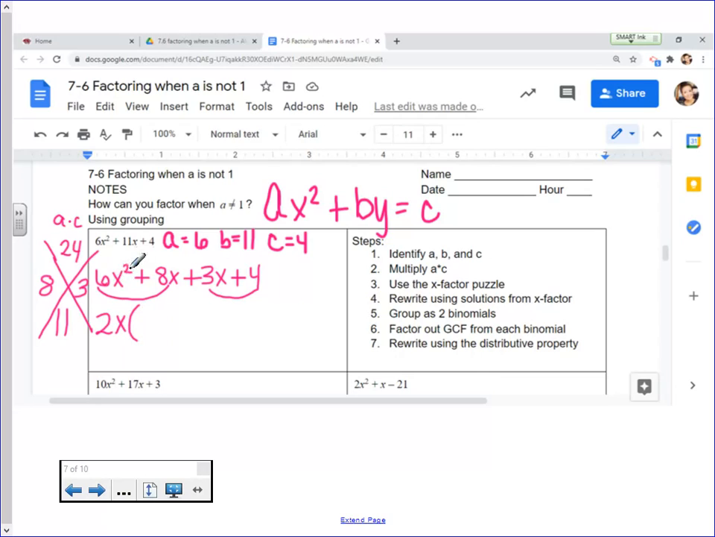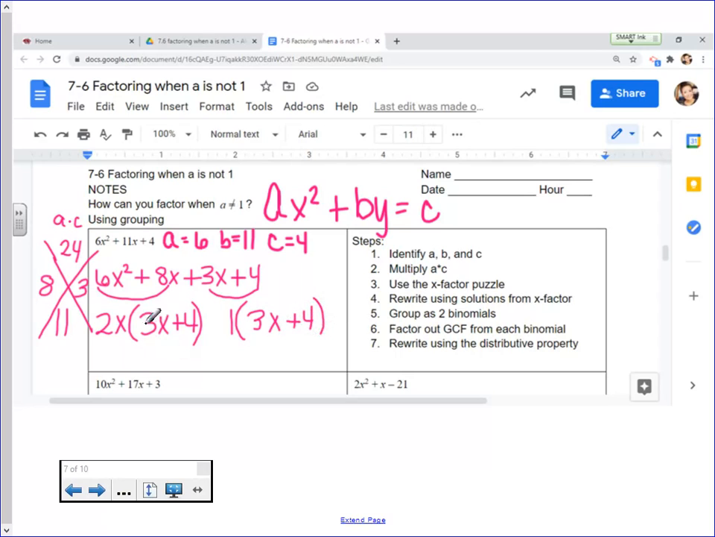What is 6x squared divided by 2x? Just 3x. What's 8x divided by 2x? Just a 4. The x's go away. So I did the GCF with the first group, and now I'm going to do the exact same thing with the second group. What do 3x and 4 have in common? They only have a 1 in common. That's all I can take out. So 3x divided by 1 is 3x. Positive 4 divided by 1 is positive 4.